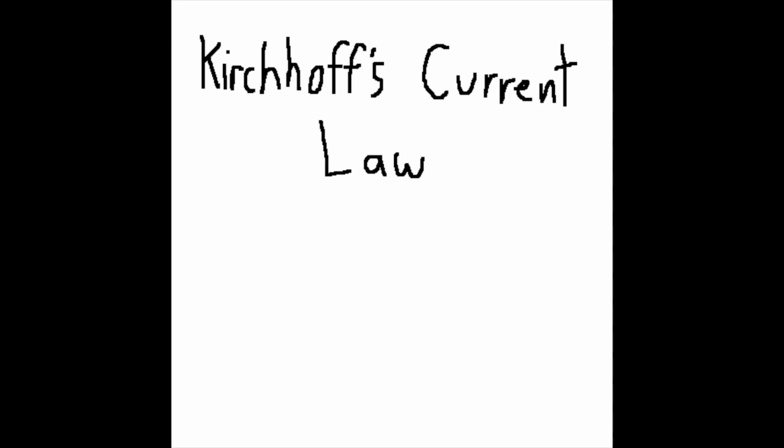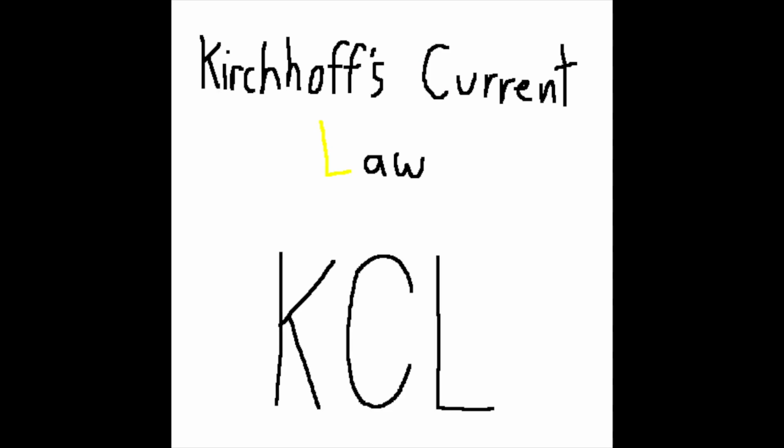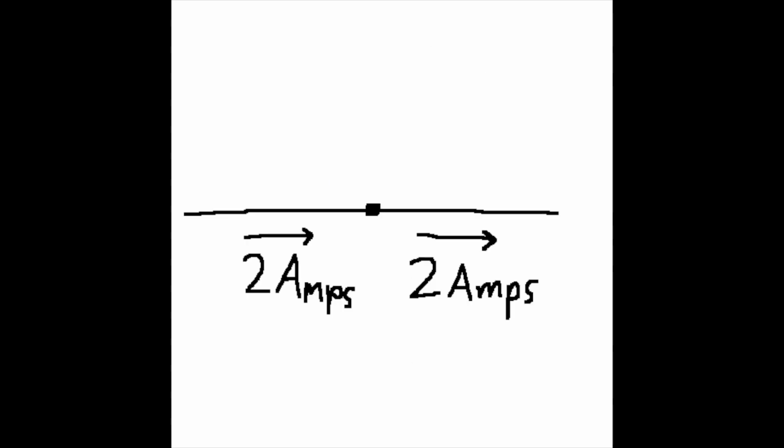Kirchhoff's current law, sometimes shortened to KCL, is a statement about current in a circuit that says the algebraic sum of current entering and exiting a node is zero. The same amount of charge is always entering a node as it is leaving.